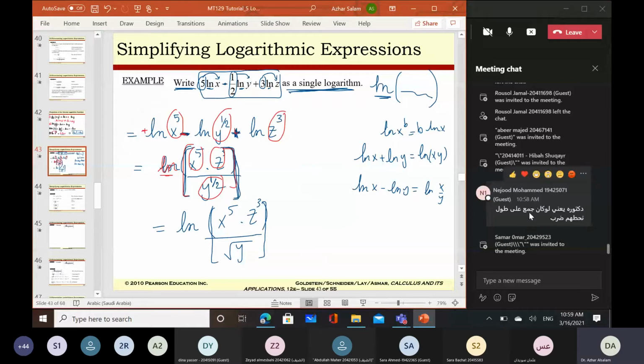أيوة، لو كانوا كلهم إشاراتهم موجبة، يعني لو كانت هذه موجبة ما راح يكون في عندي هنا مقام، راح تكون الواي هنا موجودة في البسط، راح تكون لن x أس 5 زي أس 3 واي أس النص. بس هنا عندي إشارة سالبة معناتها أن الواي في المقام فقط. أوكي.